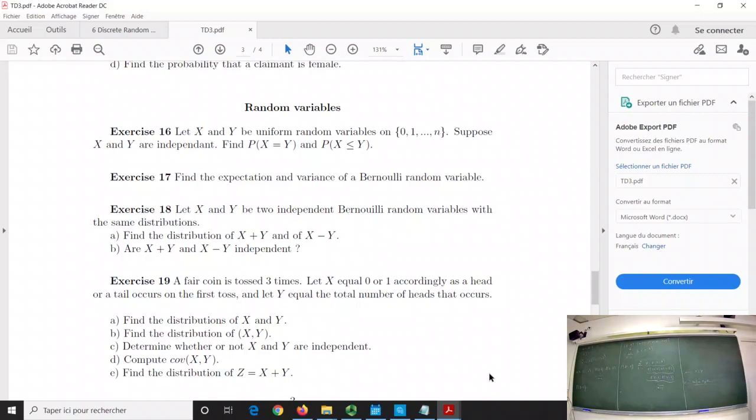So how many at the end? It is just the number of terms in my sum multiplied by the value of my constant term. And I obtain 1 over n plus 1. So the probability that two uniform on {0,...,n} that are independent are equal is equal to 1 over n plus 1.